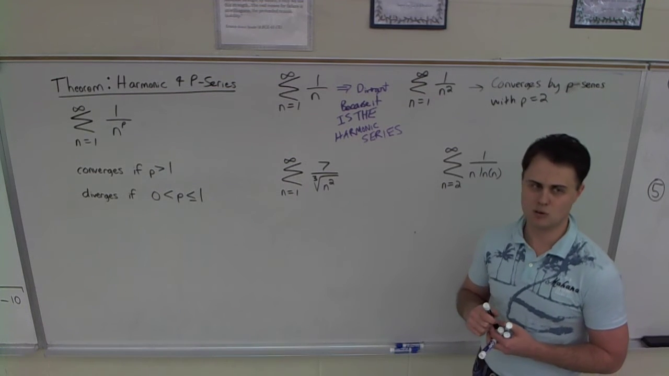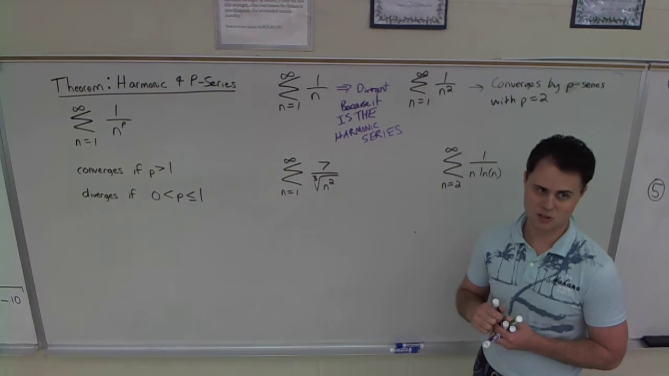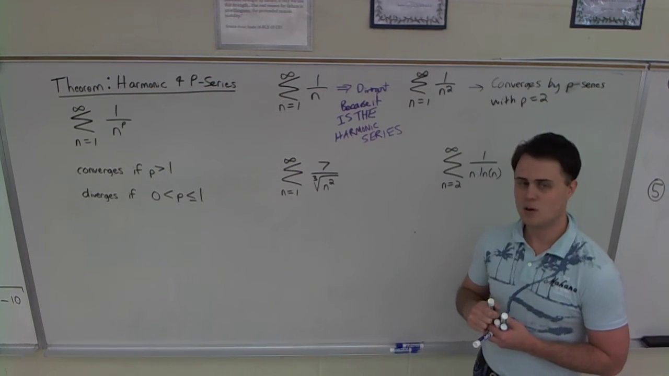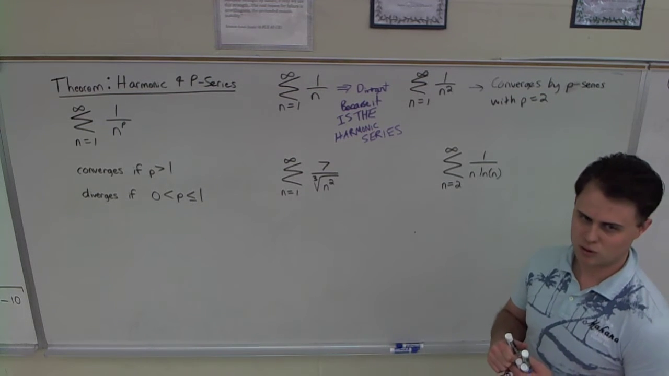Ah, it's n to the 2/3. So it converges or diverges? Diverges. There we go. But what about the 7? The 7's screwing things up too, I thought. Can't you just move a 7 out?